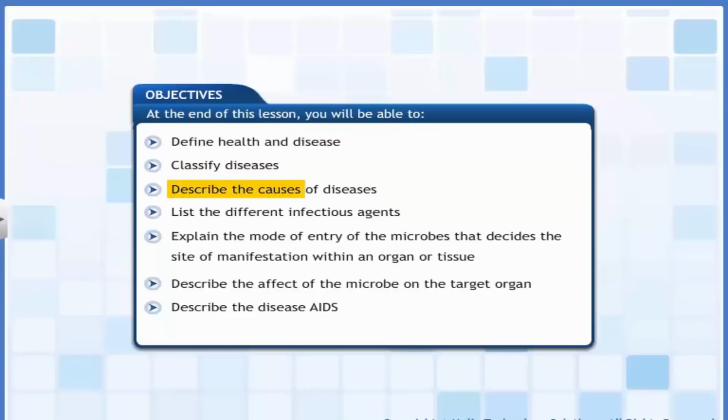describe the causes of diseases, list the different infectious agents, explain the mode of entry of the microbes that decides the site of manifestation within an organ or tissue. Describe the effect of the microbe on the target organ and describe the disease AIDS.